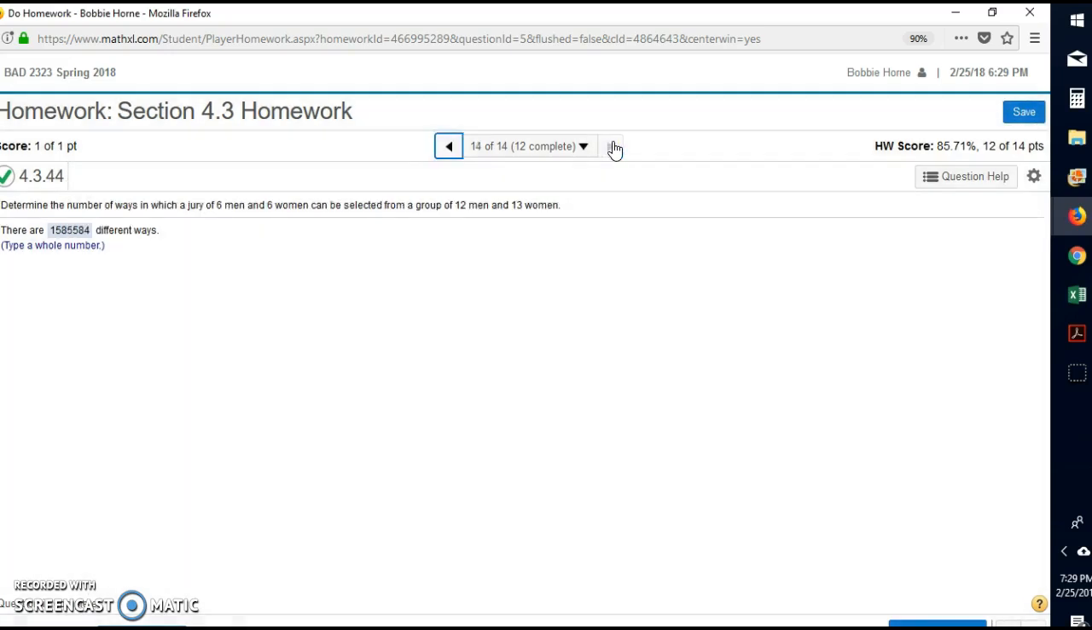And then determine the ways in which 6 men and 6 women can be selected from a group of 12 men and 12 women. So this one is where you're going to do one for the men and one for the women, and the order does not matter. So remember, if the order does not matter, we're going to use a combination. And once we get those two numbers, we're going to multiply them together.